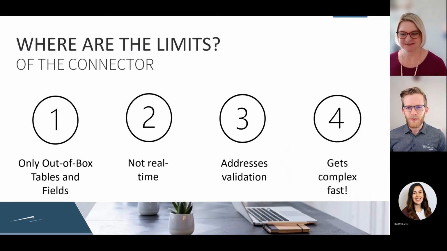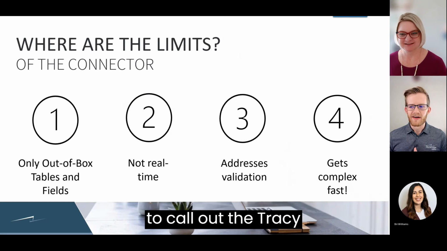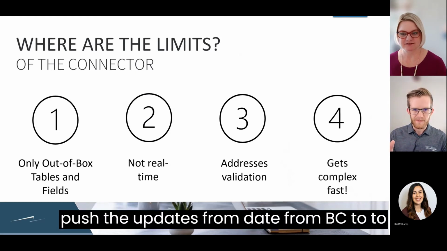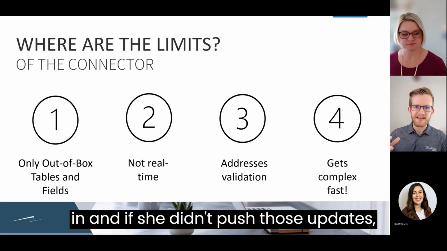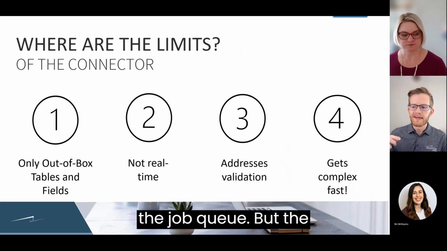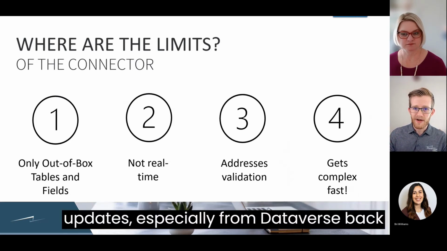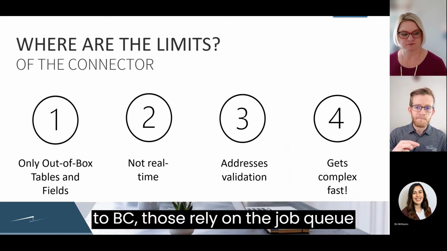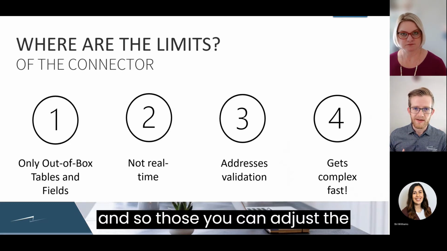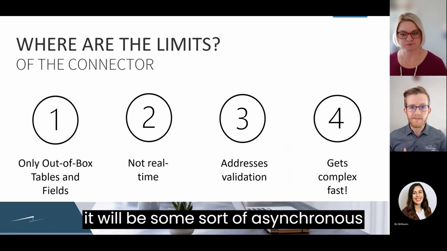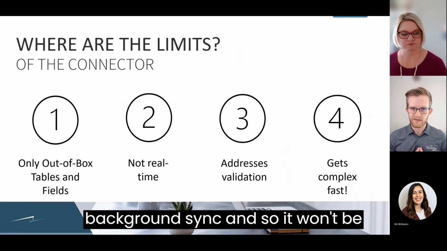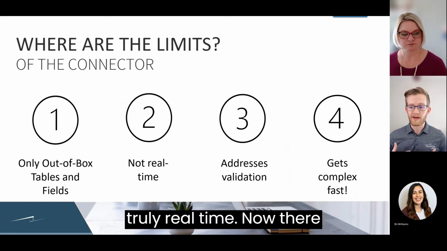And then another point to call out, Tracy showed the functionality where you can push the updates from BC to Dataverse. If we're making those updates and if she didn't push those updates, they still would have been picked up on the job queue. But the updates, especially from Dataverse back to BC, rely on the job queue. And so you can adjust the frequency of that. Some people might not need it as frequently as others, but it will be some sort of asynchronous background sync. And so it won't be truly real time.